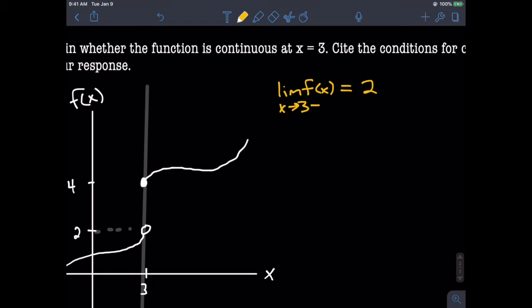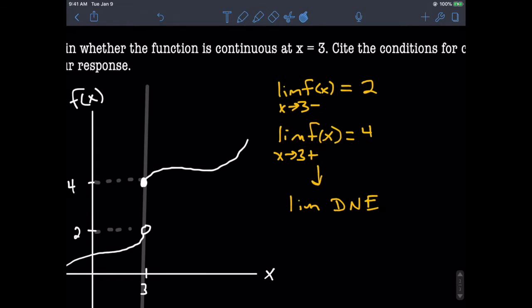Aha! Now we're going to repeat this process, but we're talking about as x approaches 3 from the right, which we'll signify with a plus sign next to our 3. This time our y value is 4, so the limit as x approaches from the right is equal to 4. These two values aren't the same, so we have to say that the limit does not exist at this point.